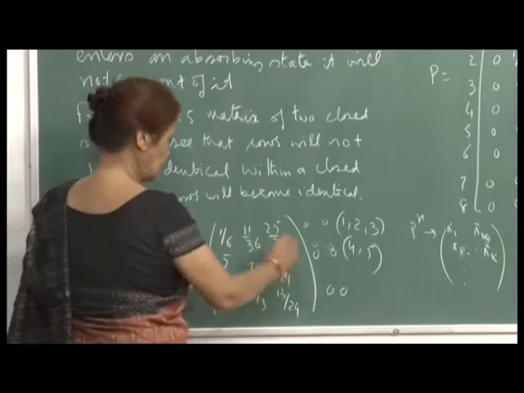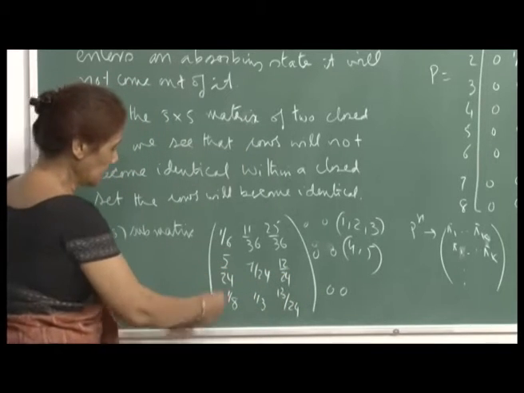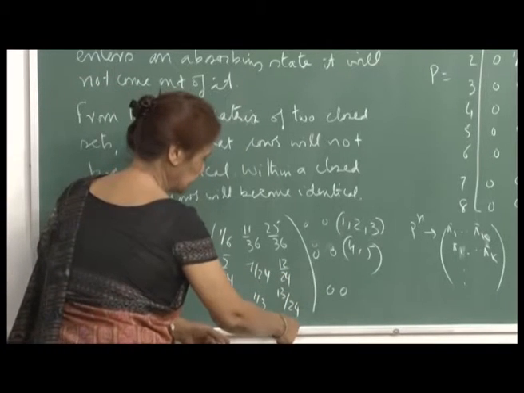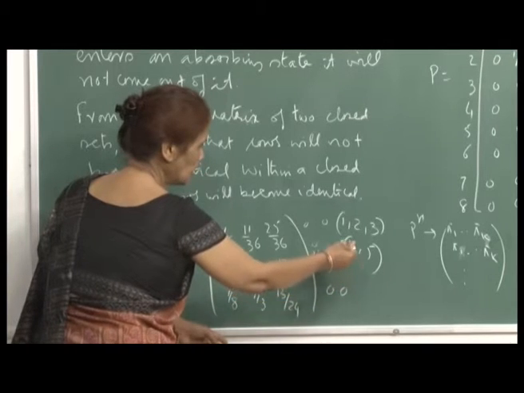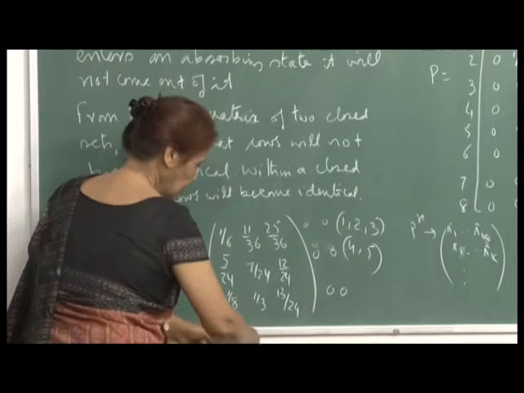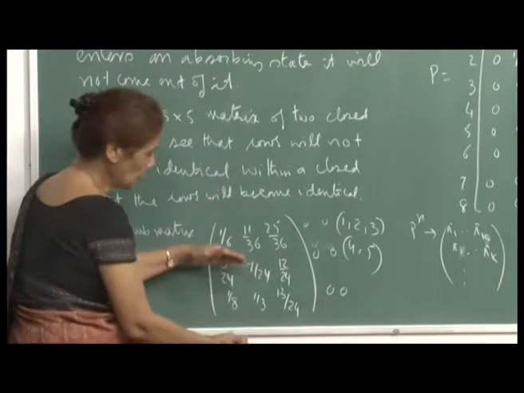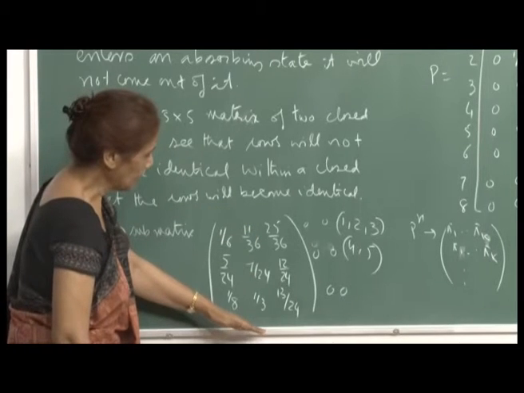Well, maybe you can say these 3 rows will become identical, but below here you have zeros, because again 4 and 5 are not communicating with 1, 2 and 3. So, you will have zeros here and then you will have some positive entries here. Therefore, you can't say that the rows will become identical.